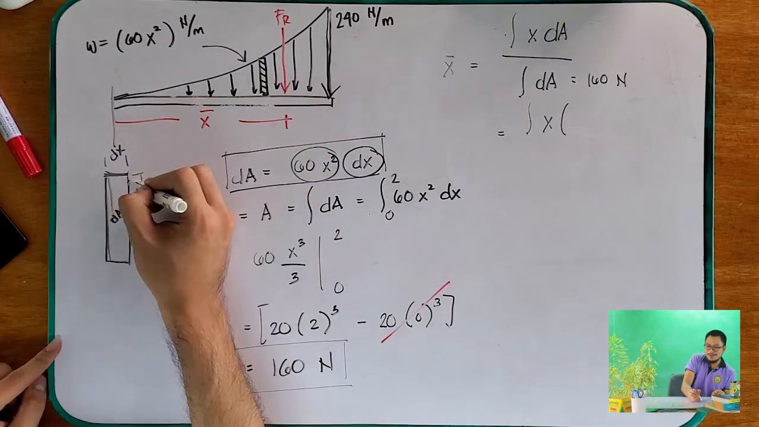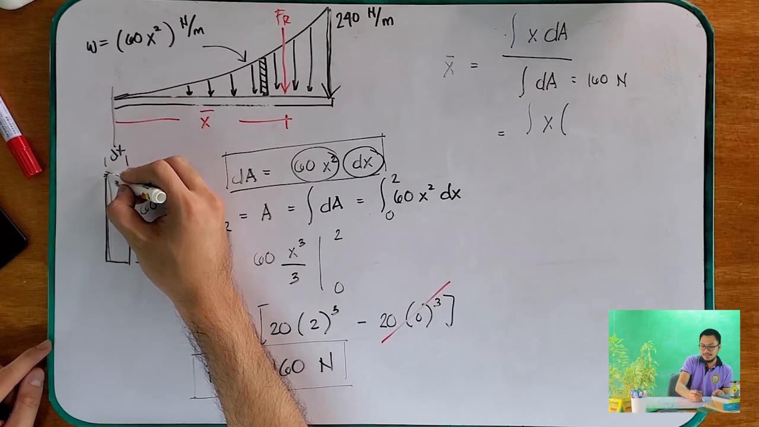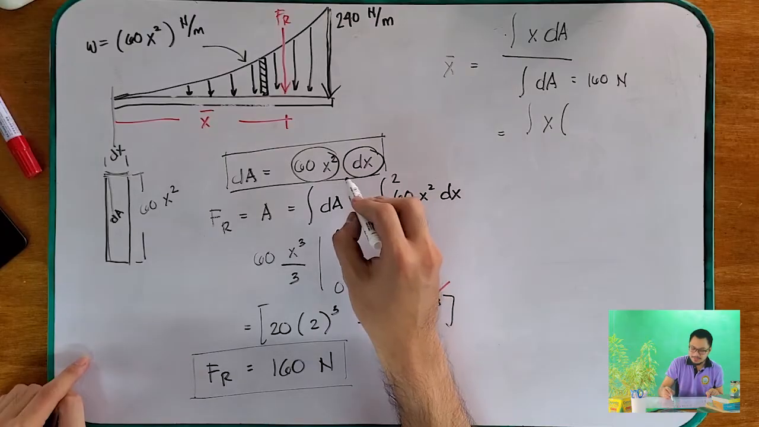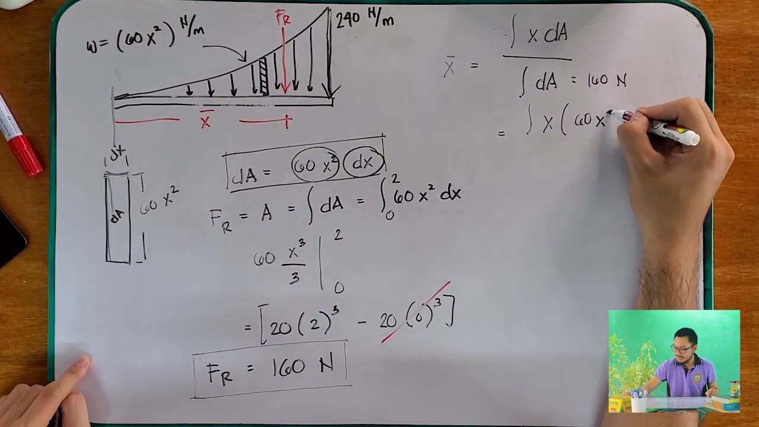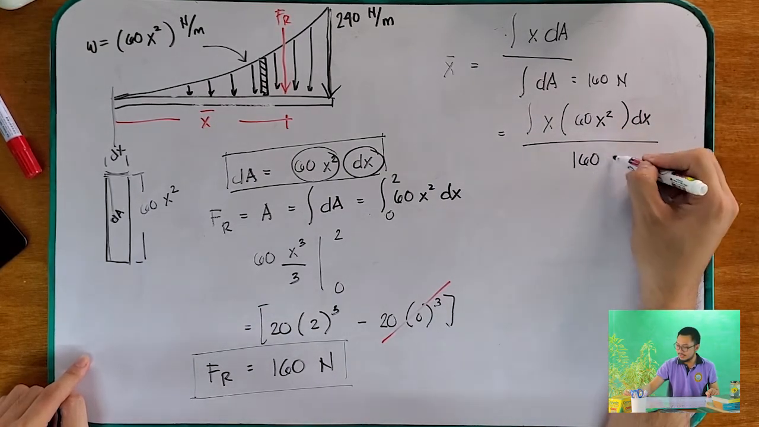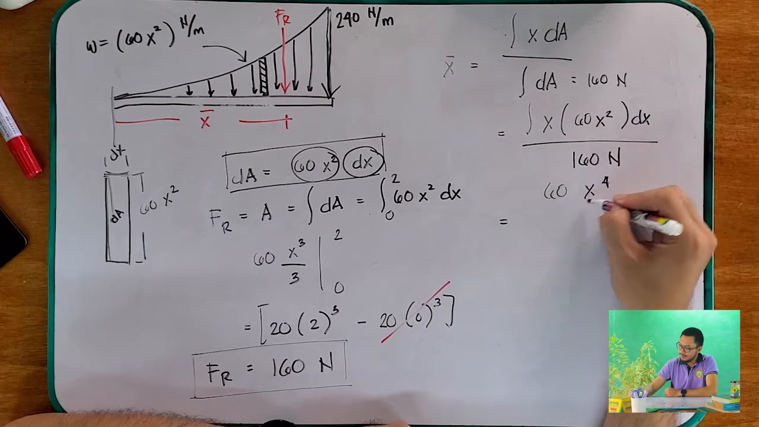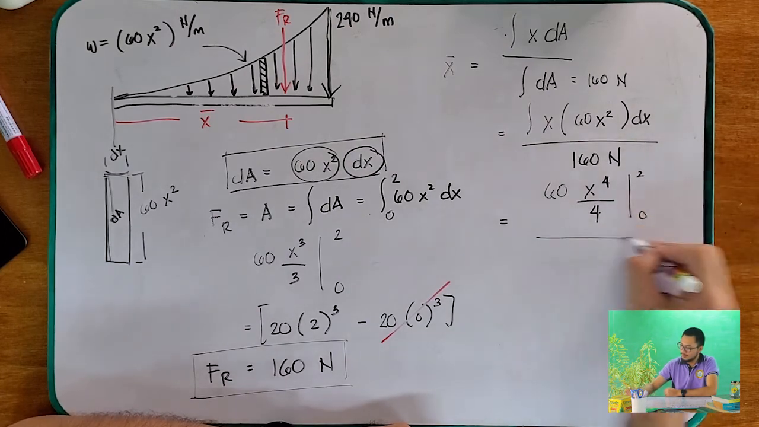Height times width. Okay? So, let's go back. 60x squared dx over 160 newtons. We integrate the numerator, and it will become 60x to the 4 over 4, that is from 0 to 2, over 160.